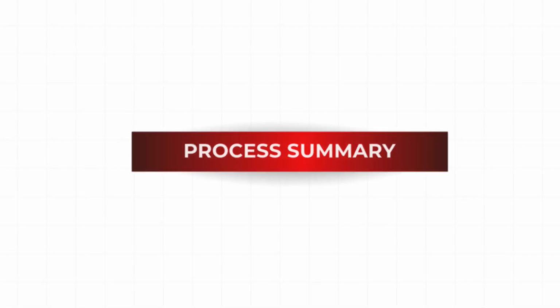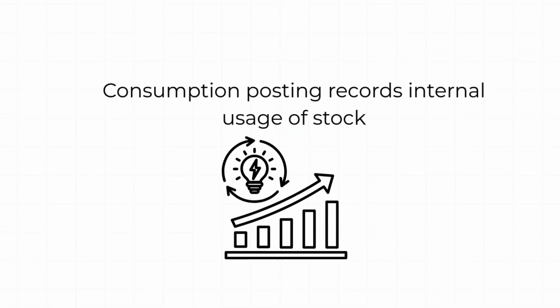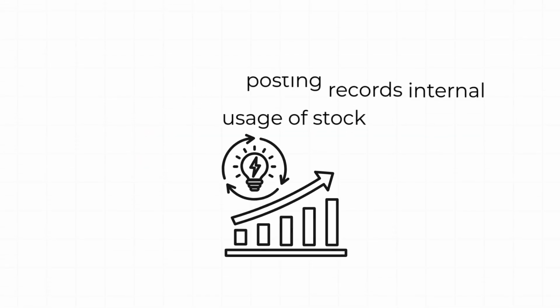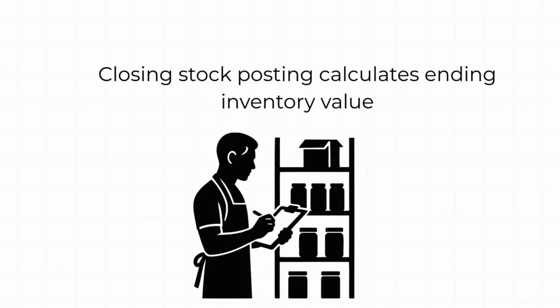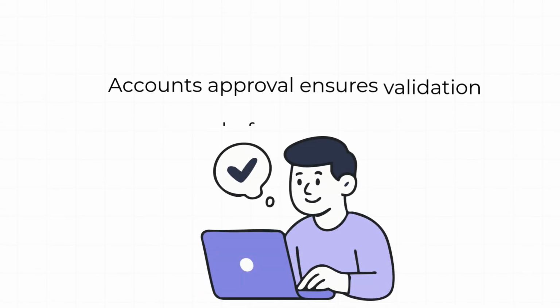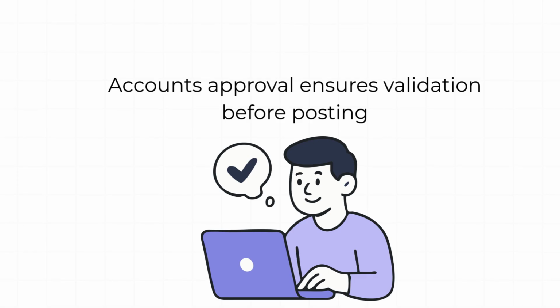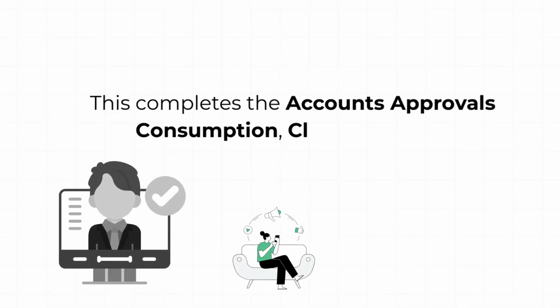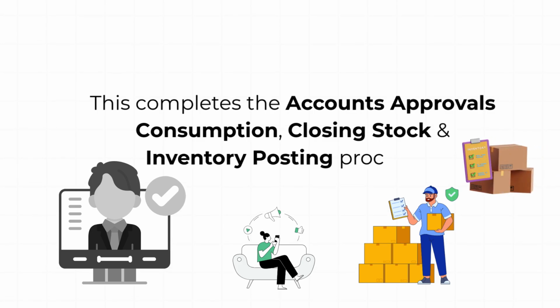Process summary. Consumption posting records internal usage of stock. Closing stock posting calculates ending inventory value. Inventory posting finalizes valuation and accounting impact. Accounts approval ensures validation before posting. This completes the accounts approvals, consumption, closing stock and inventory posting process in Lighthouse ERP.